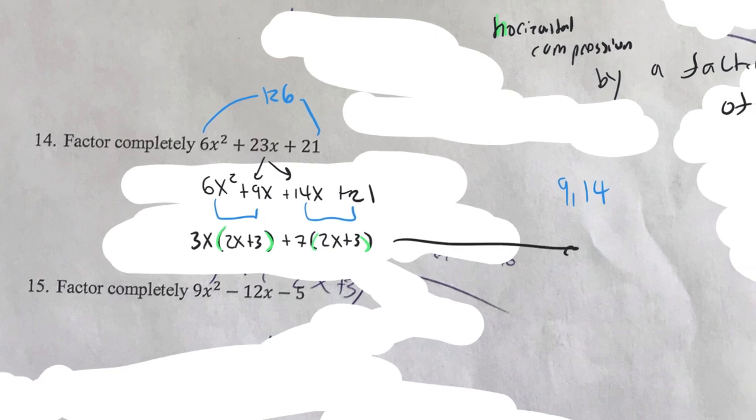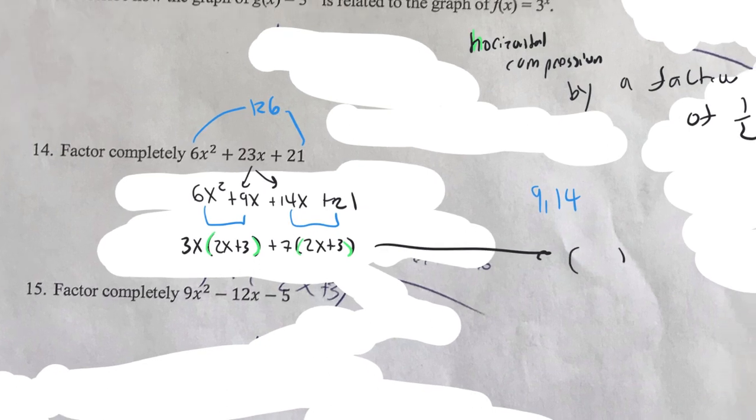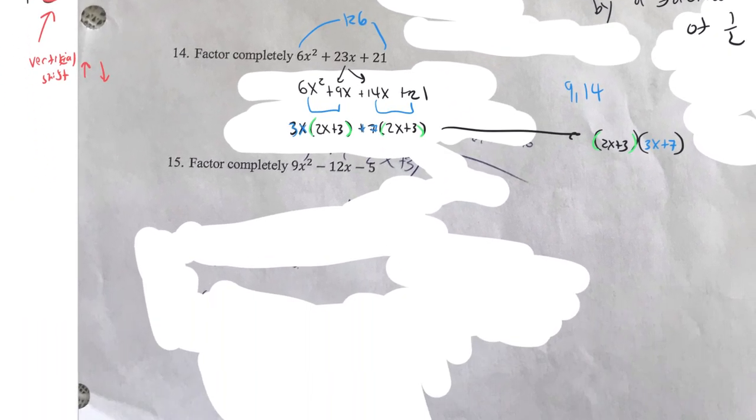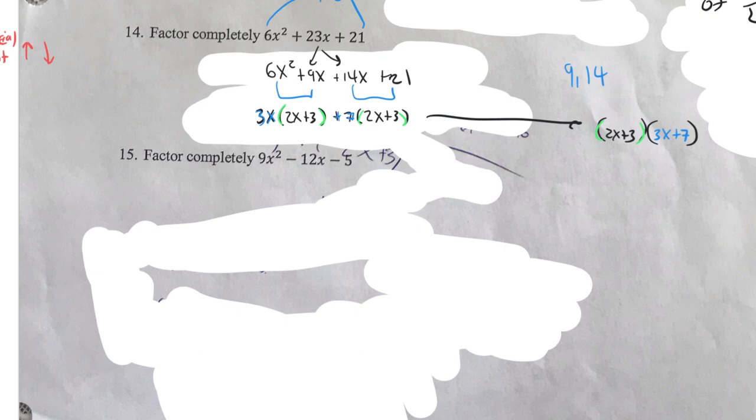So that would give us a scenario where you would be ready to actually factor the whole thing. The first parentheses is the repeat. That's going to be 2x plus 3. And the next parentheses is going to be based on all the other stuff that's surrounding the green parentheses, in which case it's 3x plus 7. So then you're done.